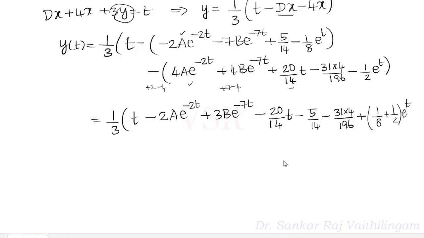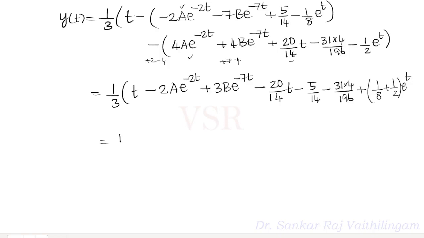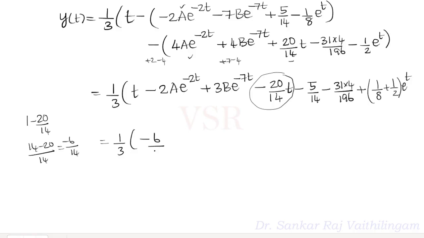So we need to have this equal to 1/3 t. The t means there is a 1 here. So what do we get? 1 minus 20/14, so 14 minus 20/14. So this is equal to minus 6/14. So minus 6/14 times t. I keep the rest as it is. Okay, minus 2a e to the power minus 2t plus 3b e to the power minus 7t.